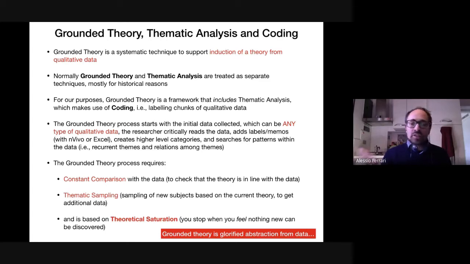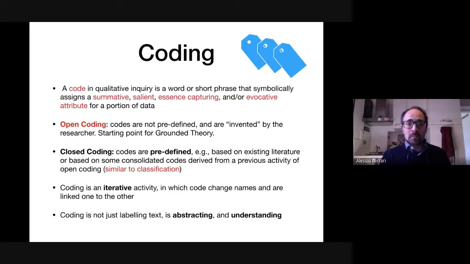Basically, all these words are to tell you that grounded theory is glorified abstraction from data. Basically, you take the data, and in a structured way that, in the end, cannot be communicated clearly unless you do it and try it out, you do the most human of things, that is abstracting information from your data and creating, in a systematic way at least, some general theory by looking at qualitative information.